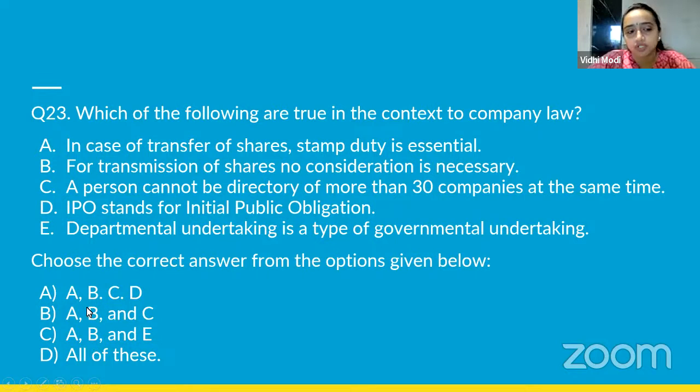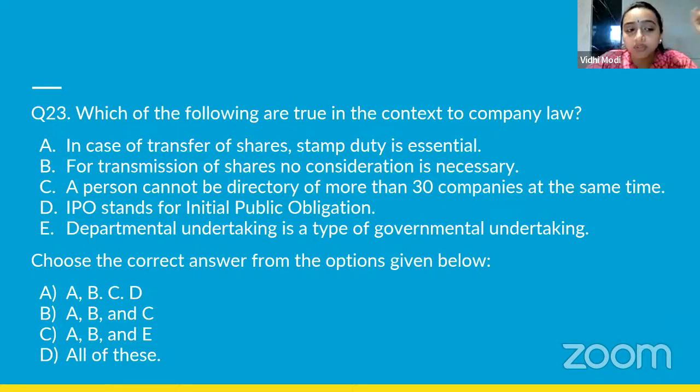Because it's not all of these for sure. It's not A also. So now I'll be confused between B and C. Now in B and C also, there are already A option, there's already B option. Now C and E is what I need to confirm. So a person cannot be director of more than 30 companies at the same time. I'm not sure about it.